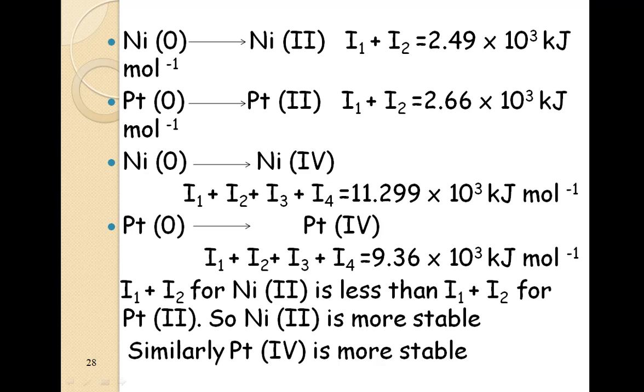Let us compare nickel +2 with platinum +2. You can see the sum of the first two ionization enthalpies for nickel is less, so nickel is much more stable in the +2 oxidation state. Whereas if we compare the value for the +4 oxidation state, we find the value for platinum is less, so we can say platinum +4 is more stable.